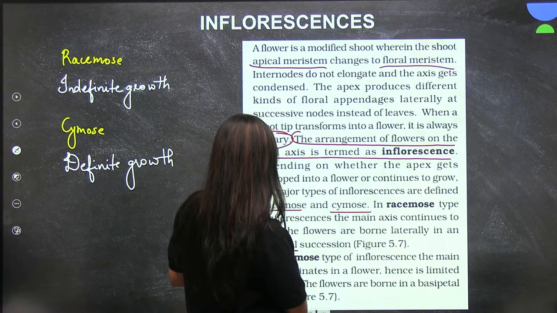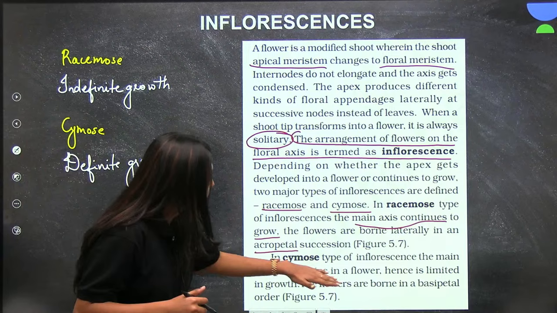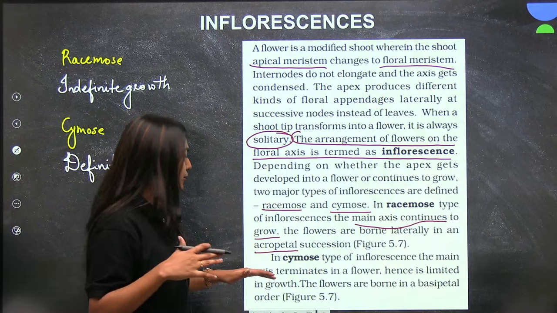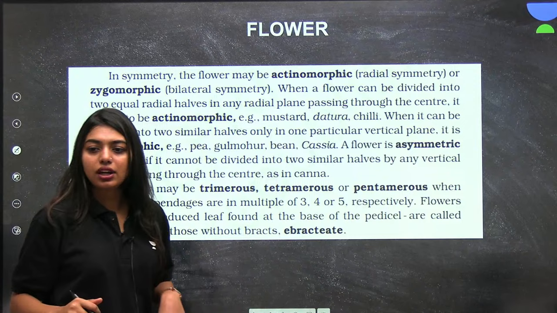The main axis continues to grow. This is why we say indefinite growth. We cannot tell when it is going to stop growing. In cymose, the axis terminates in a flower. That means the older flowers are on the top. We know that this much only it is going to grow. The flowers are borne in basipetal order. Clear? Yes, clear.